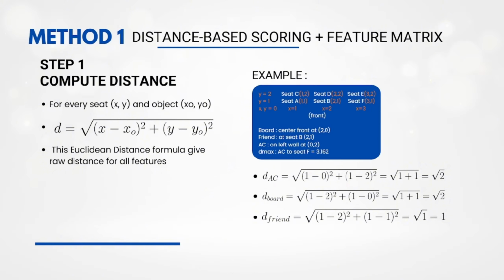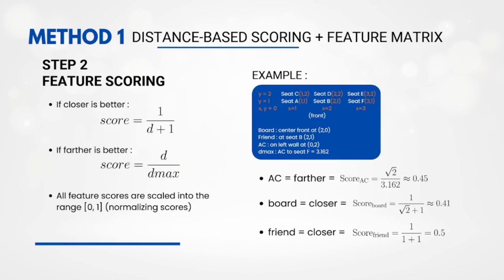And now continuing the example here, we compute the exact numerical distances for all seats. For instance, we calculate how far seats A, B, and C are from the AC, the board, and the friend. We also determine the maximum distance among these values, which is later used to normalize the scores so they all lie within the same range.